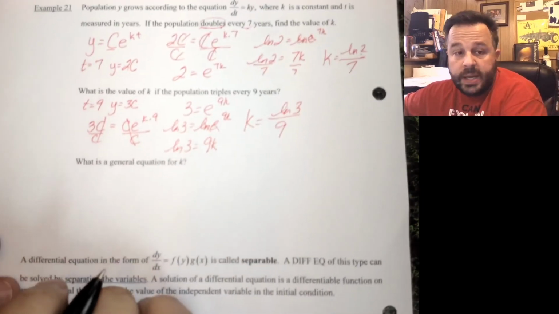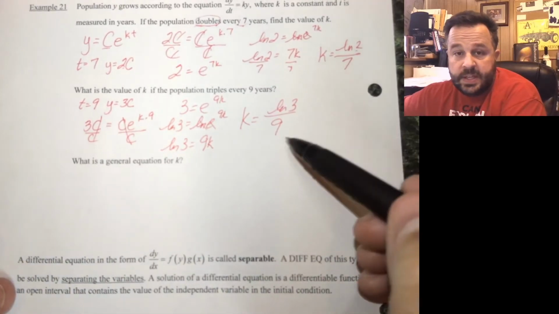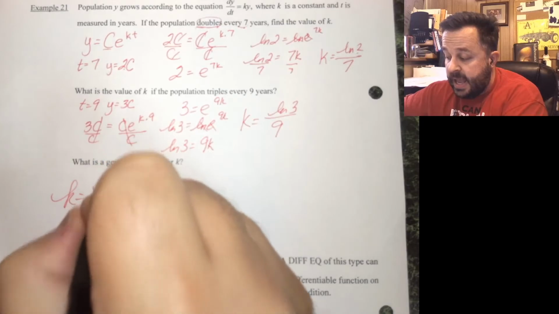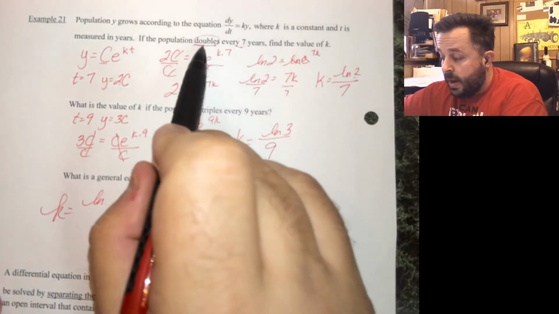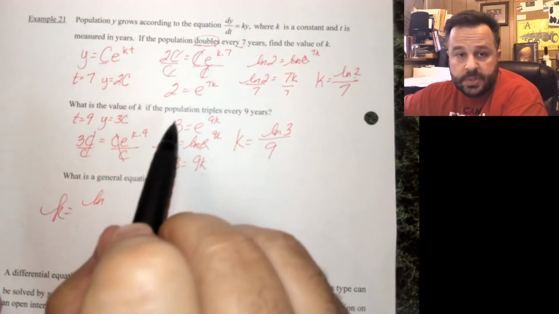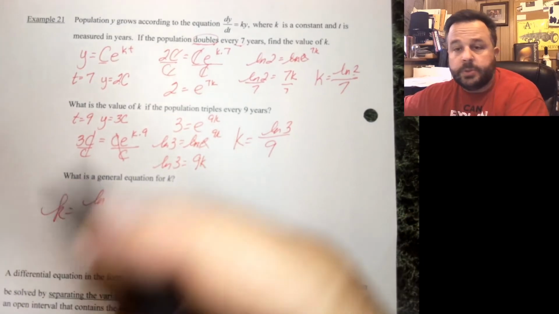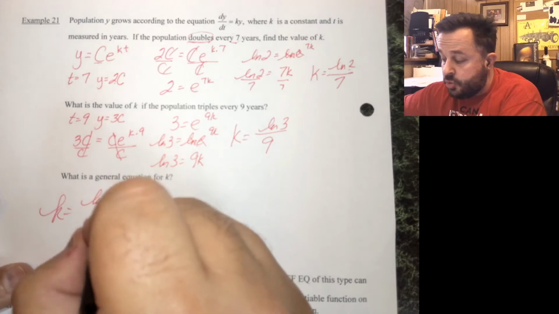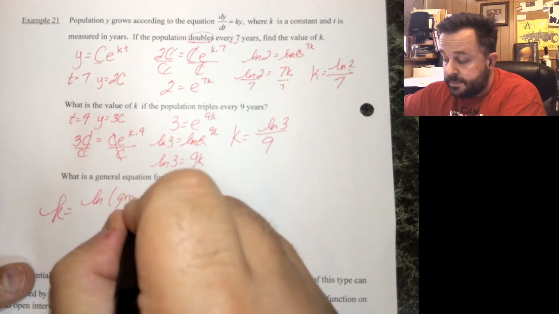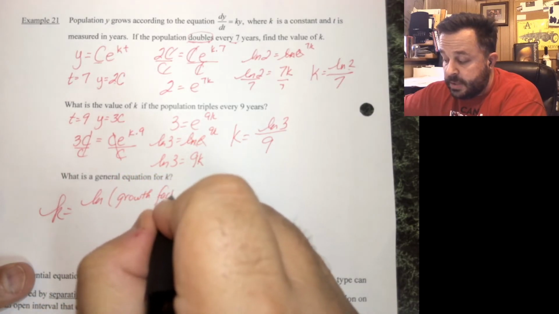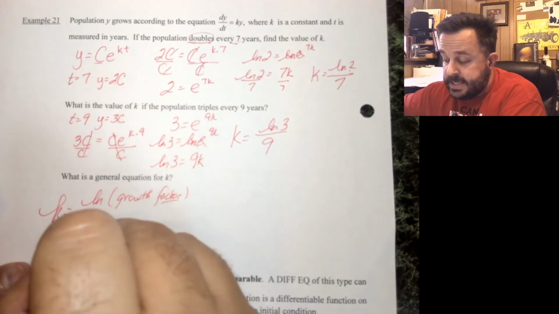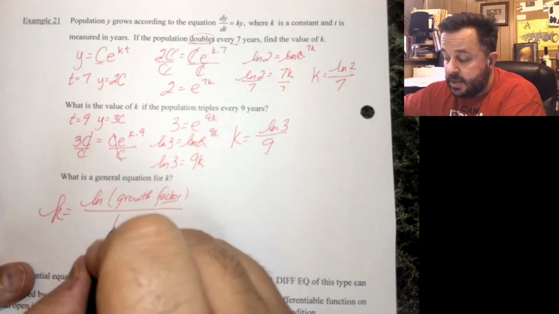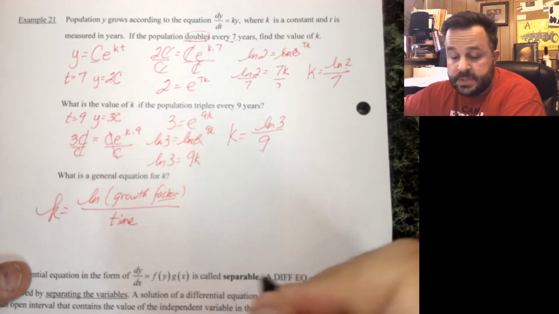And so if we want a general equation for k, we see what's going on here. I know that k is going to be the ln of, well, what happens to the population? Does it double? Does it triple? Does it quadruple? Is it multiplied by something? So we're just going to call this the ln of the growth factor, factor implying multiplication, divided by the time that it takes to do that. So we're going to call it the time, t.